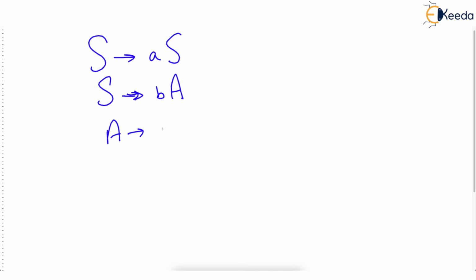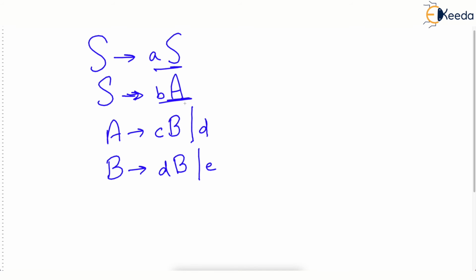Let's check one more example about regular grammar, a very quick review of this. Suppose we have some arbitrary grammar like this. S derives aS, then S derives bA. Then A derives, let's say, cB or d. Then B derives, let's say, dB or e. Now all the right hand sides you observe are following the regular grammar rule, correct?